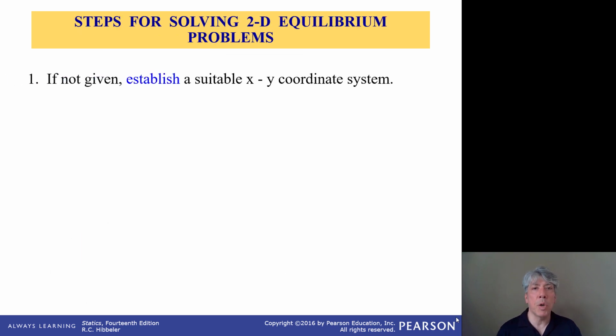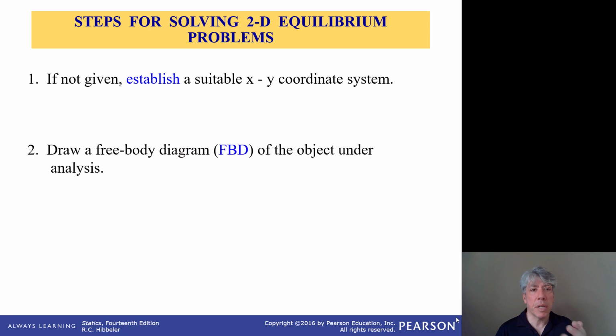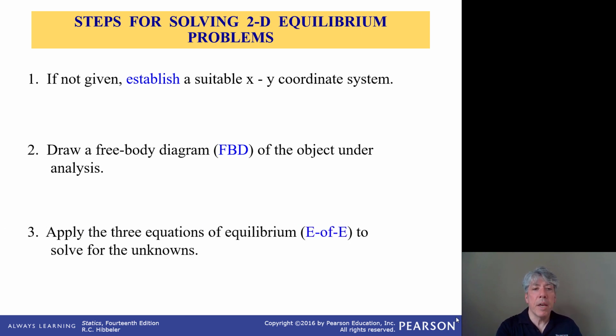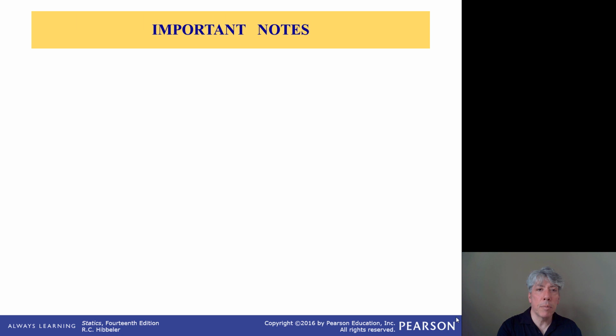So how do we solve two-dimensional equilibrium problems? Well, first of all, if not given, make sure you set up an XY coordinate system so that you can speak consistently or write consistently about the directions that things are happening, because direction is really important when you're dealing with forces. Next, draw a free body diagram of the object that you're trying to analyze. Finally, apply the equations of equilibrium to solve for the unknowns. And that's it. That's how you solve these two-dimensional problems.